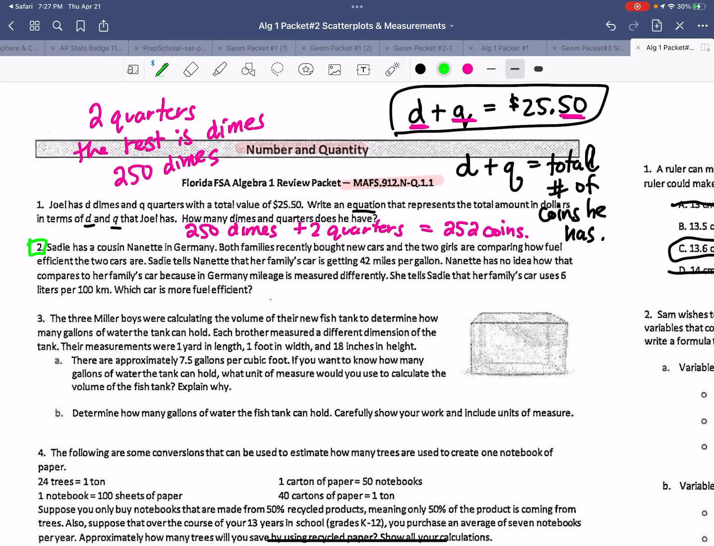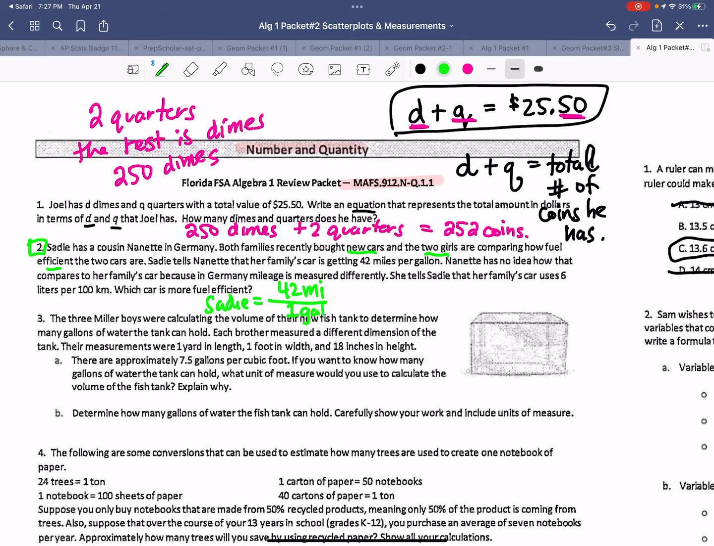Question 2, Sadie has a cousin, Nanette, in Germany. Both families recently bought a new car, and the 2 girls are comparing how fuel efficient the 2 cars are. Sadie tells Nanette that her family's car is getting 42 miles in 1 gallon. That's how far they go in 1 gallon. So that's what Sadie said. All right, Nanette has no idea how this compares to her family's car because in Germany, they measure them differently.